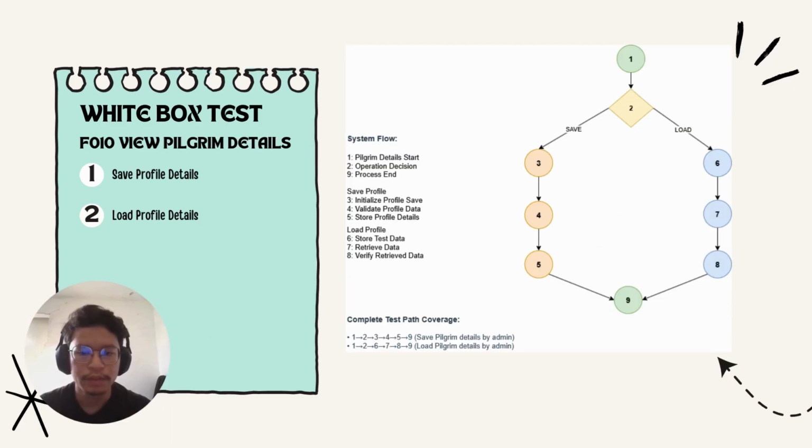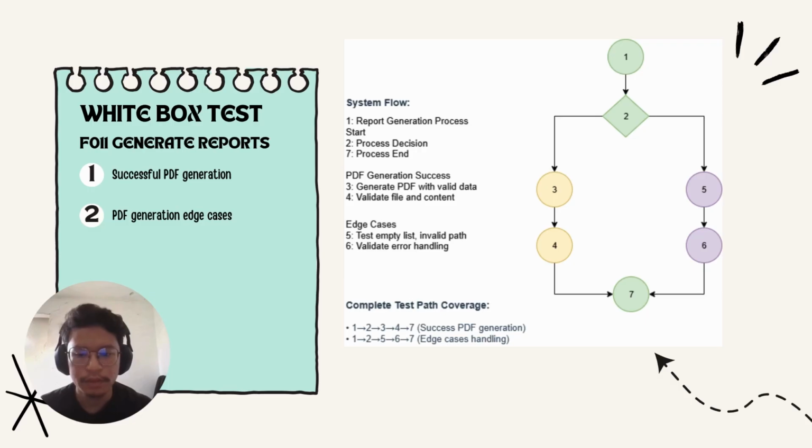For F10 view pilgrim details of whiteboard testing, we have covered two tests, which are set profile details and load profile details. From the control flow graph, as you can see, there are two complete test file coverages that we have discovered. For the last feature of whiteboard testing, F11 generate reports, we covered two tests, which are successful PDF generation and PDF generation for edge cases. As you can see from the control flow graph, we also covered two tests, complete test file coverage that we have discovered for this feature.